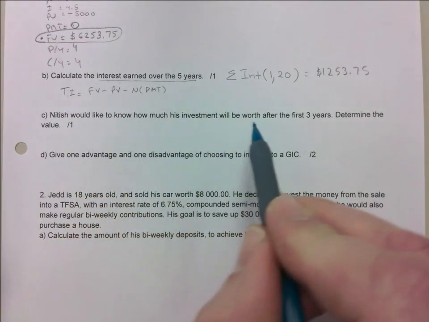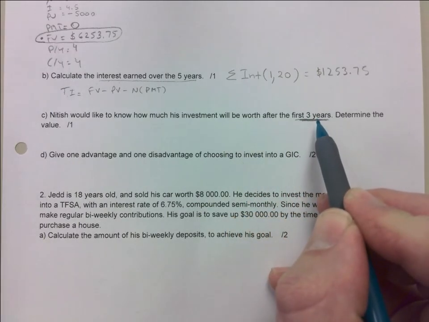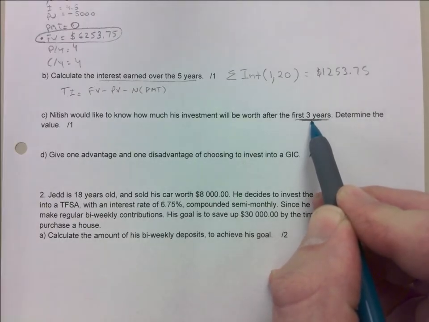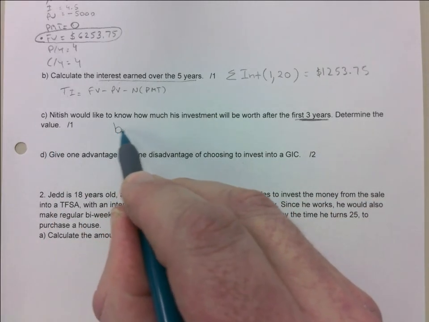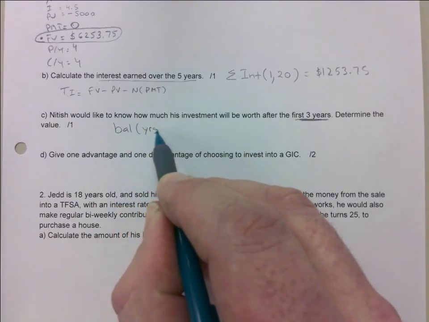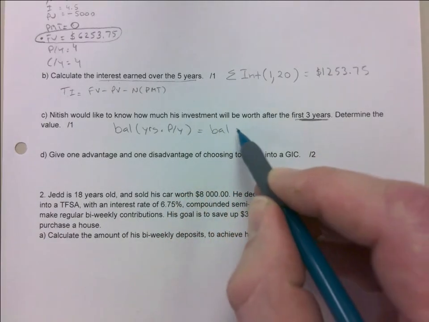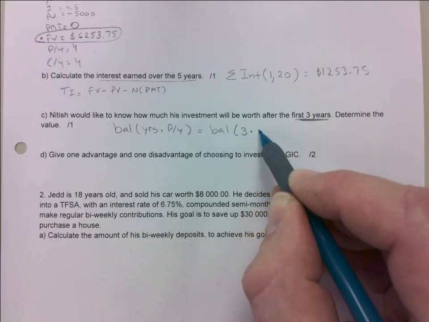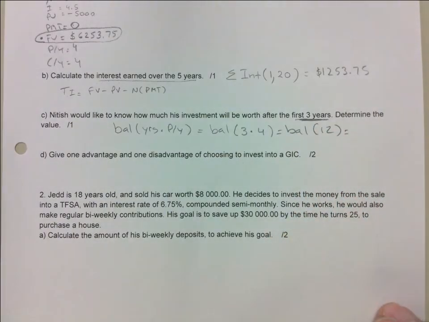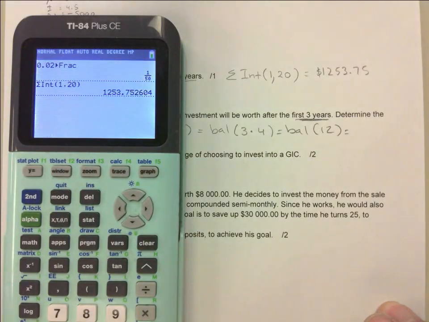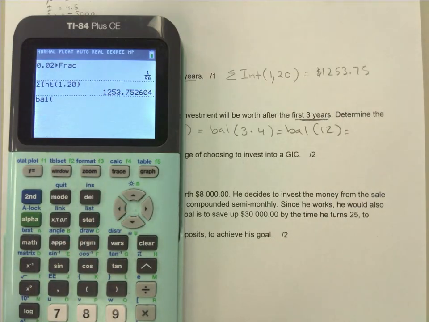Nitish would like to know how much of his investment will be worth after the first 3 years. So it's a 5-year investment, but you want to know after the first 3, where are we at? Determine the value. I use this function, balance. It wants the years times whatever your PY is, in this case. So I go balance, 3 times 4, so it's balance 12. Okay? You go apps, finance, go to balance, 12.